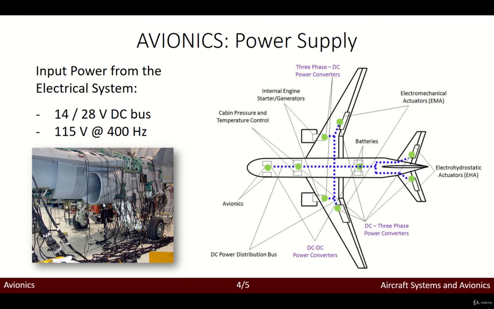So we will need some kind of power supply. What we take is the electrical system that we have discussed in this course. And as we mentioned, what we'll be using is a 14 or 28 volt DC bus for some of the avionics, especially in the cockpit. And for other kinds of avionics, we might be interested in the alternating current bus, right? At 115 volts and 400 hertz, as we mentioned before.